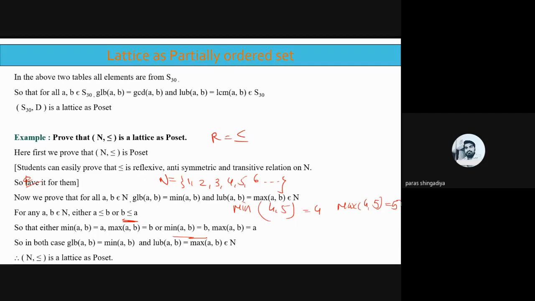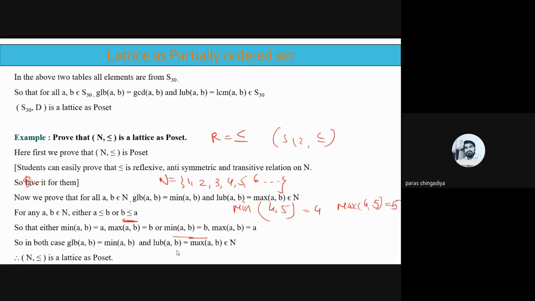If we have a small set, let us take S12 with less than or equal to, we can prepare a table, as we discussed, to find the GCD and LCM. But here N is given, which includes infinite numbers, so we cannot prepare such a table. We just check the general result, the general output.